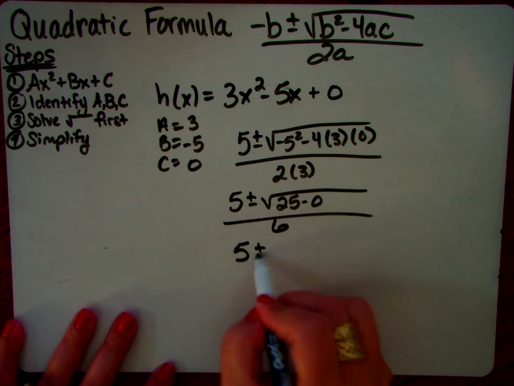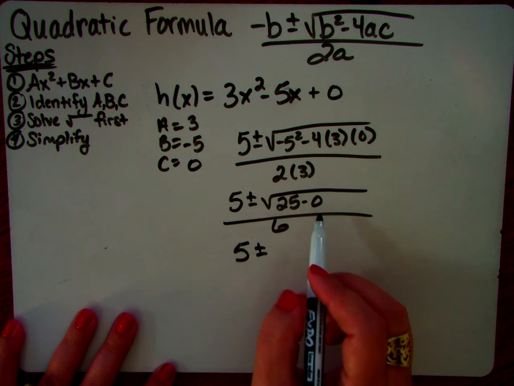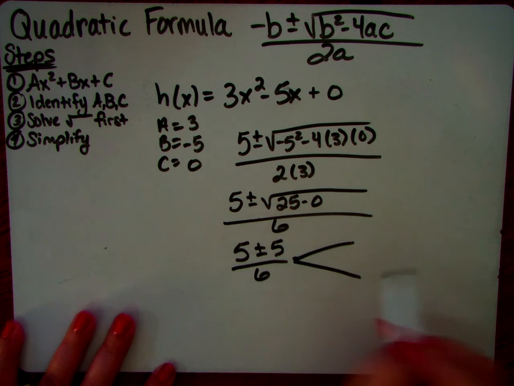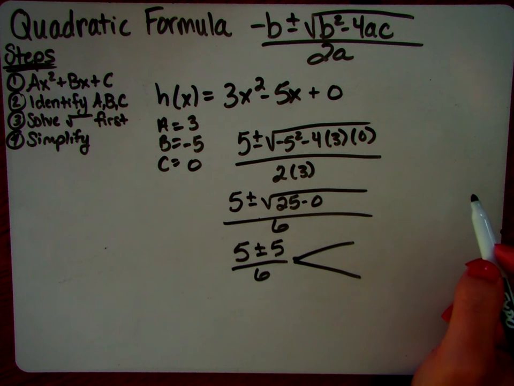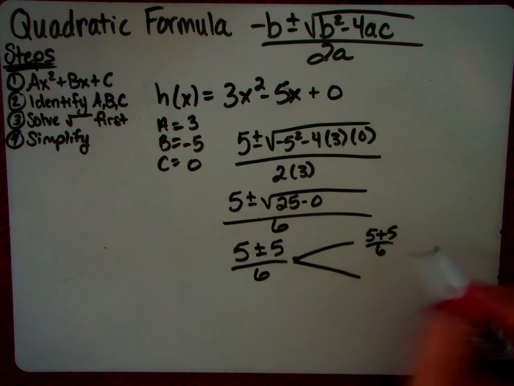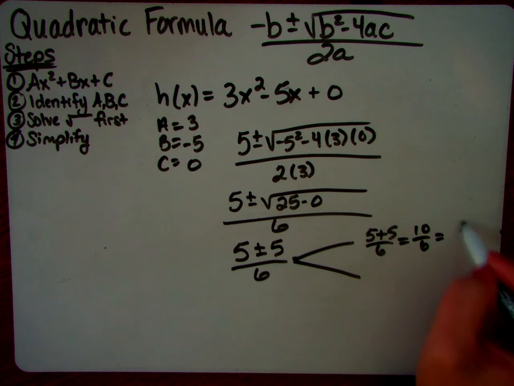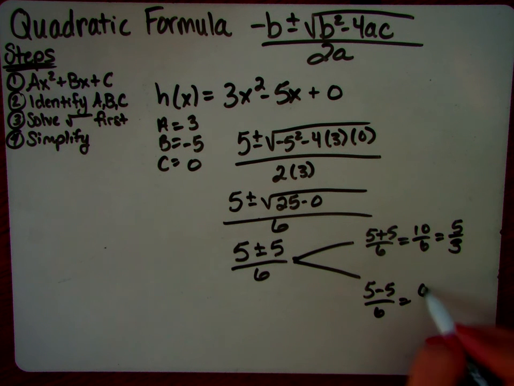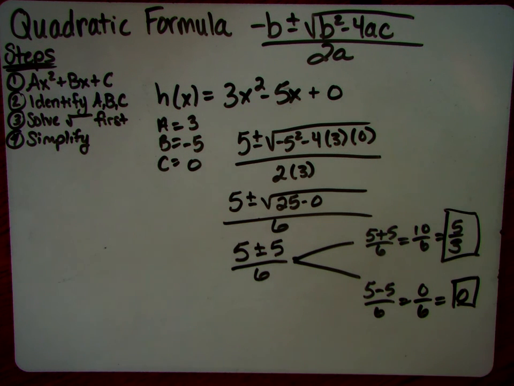So you have 5 plus or minus. What is the square root of 25? That would be 5. Okay, now we have two different answers. We have 5 plus 5 over 6 equals 10 over 6 equals 5 over 3. Then we have 5 minus 5 over 6, which is 0 divided by 6, which is 0. So our two answers are here, 5 over 3 and 0. So these are our x-intercepts, our zeros, our roots. They all mean the same thing.